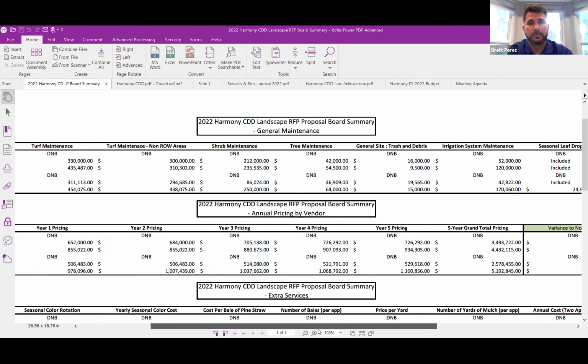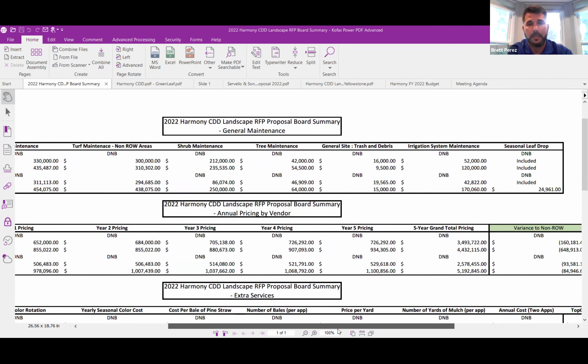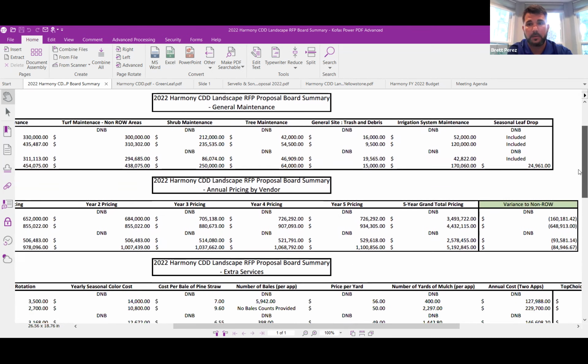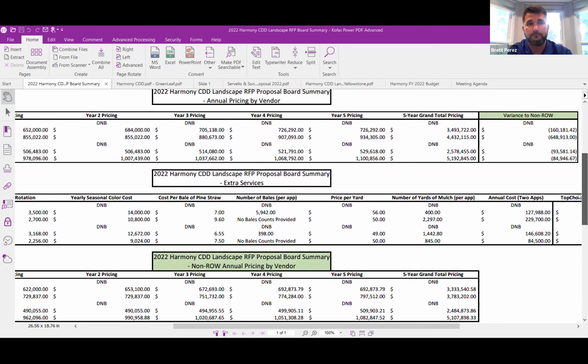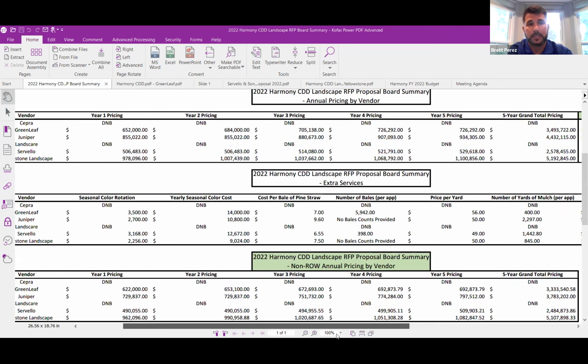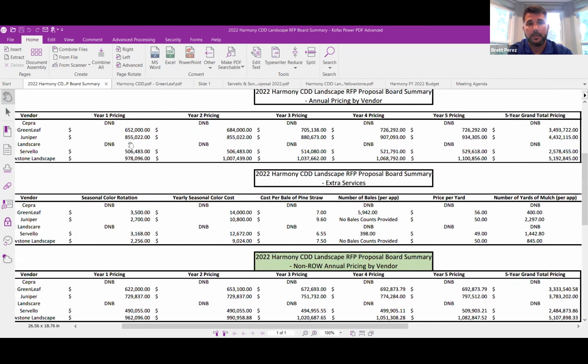Okay. So what you'll see as we scroll across, you'll see shrub maintenance, tree maintenance, general site, trash and debris, and the irrigation system maintenance. And then we did have seasonal leaf drop included in this RFP. I can walk you through the numbers if you need it, but I think the focus we want to look at, correct me if I'm wrong, is their year one pricing, which would be what we're looking at going into this coming fiscal year, where my cursor is circling, and then where that goes moving forward with the contracts.